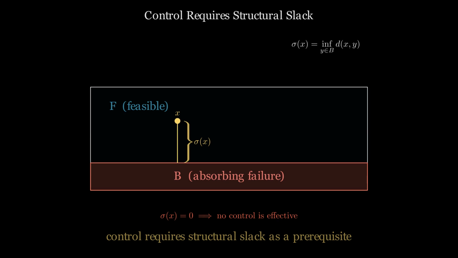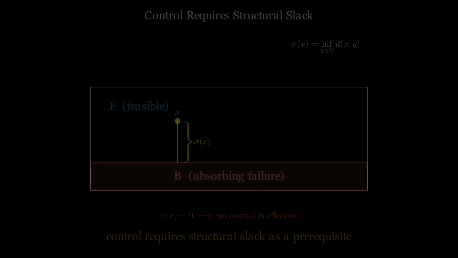Structural slack is not a behavioral property of the control policy. It is a structural property of the state and the state space geometry. It must be maintained as a prerequisite, not recovered after the fact.